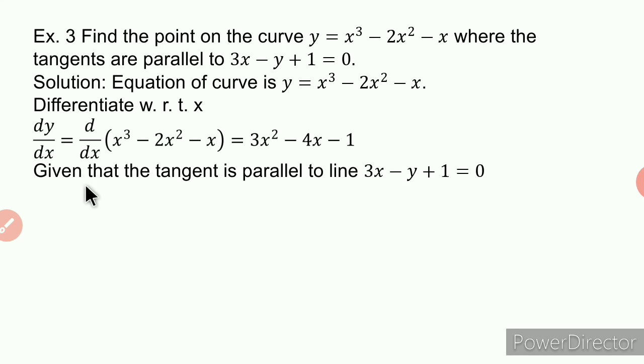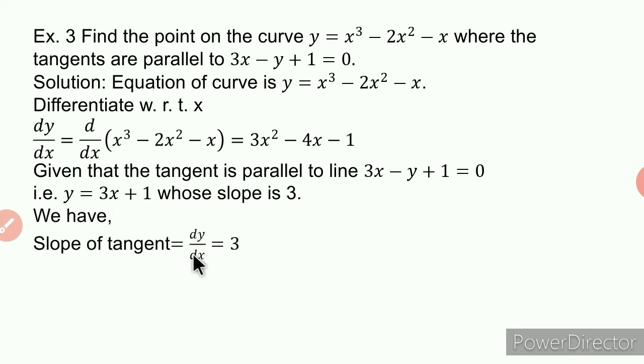Now, the given that the tangent is parallel to the line 3x minus y plus 1 is equal to 0. Now, we find the slope of this line. Slope of this line is 3. So, that is y is equal to 3x plus 1 whose slope is 3. We convert the line in slope intercept form. So, directly we get here the slope is 3. Now, we have slope of tangent is equal to dy by dx and the slope of tangent is 3 here. So, we get 3x square minus 4x minus 1 is equal to 3.